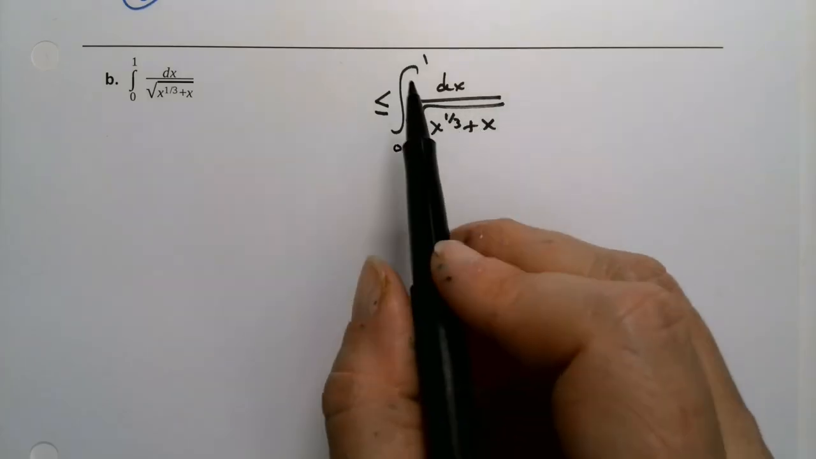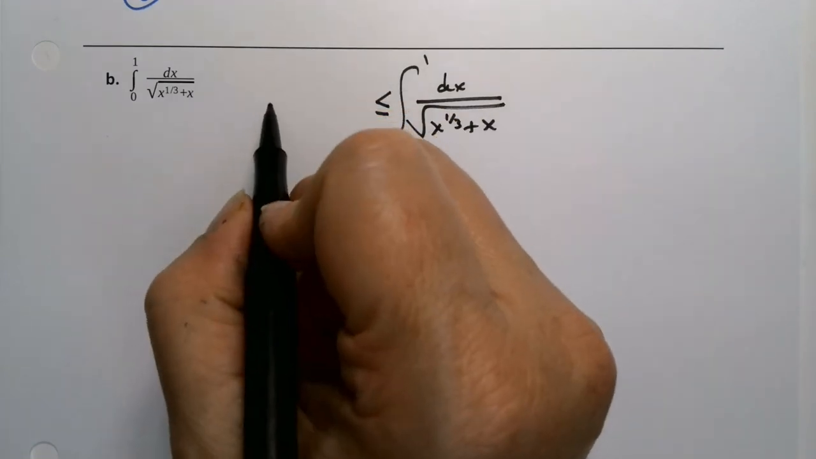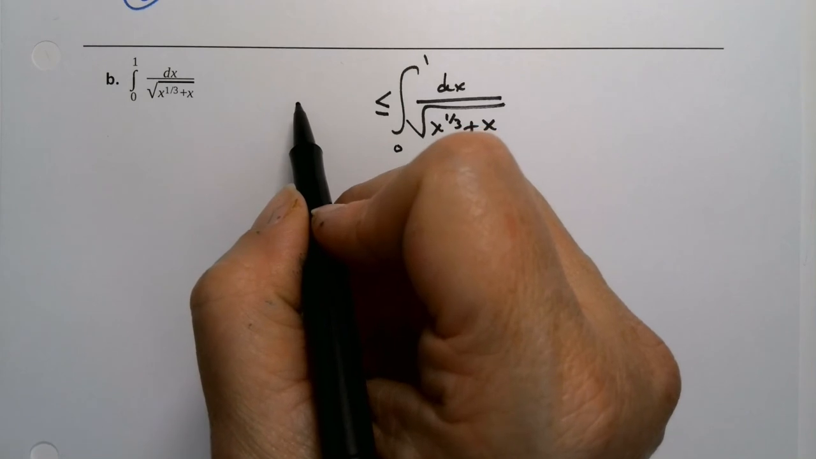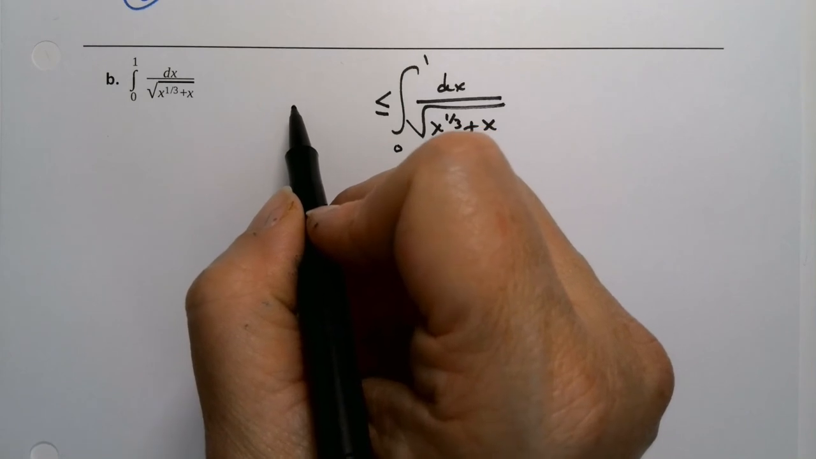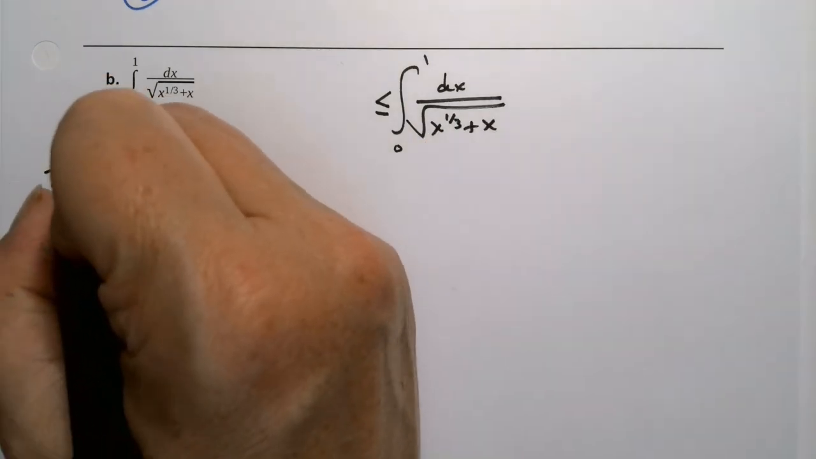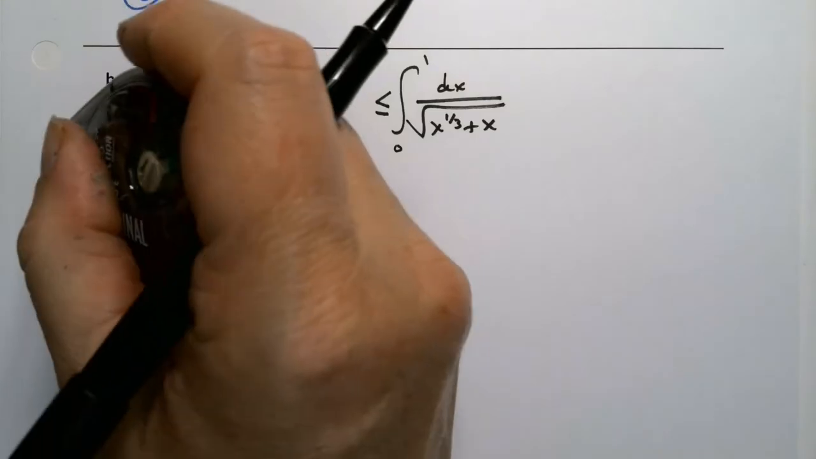Okay, so let's think here. What do I know? In fractions, if I make the denominator smaller, it makes the overall fraction larger, and vice versa. So let's think here. Remember that a half is greater than, not equal to, greater than a third.